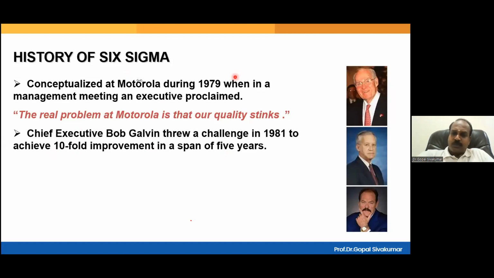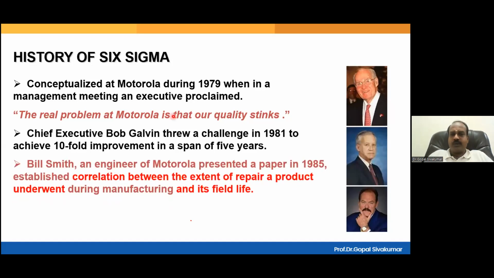Like we were talking about strategy. Motorola was also having a strategy. You know the strategy, what is written here? 10-fold improvement in a span of 5 years. That means 10 times growth in business in a span of 5 years. So in order to meet this kind of long-term goals, companies normally adopt approaches like Six Sigma. And this is what Motorola also did.